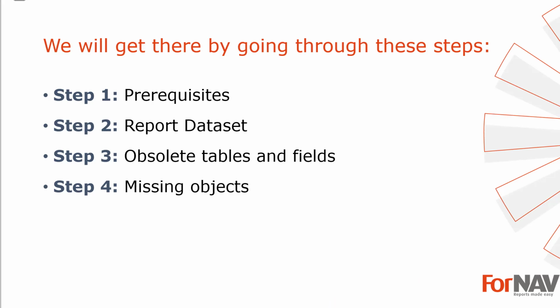To explain report health checks, I'm going to use these steps. The prerequisites, what do I need to get going? In step 2, I will explain what happens when a report's dataset has changed. In step 3, I will show how we test for obsolete tables and fields. In step 4, I will discuss what happens when tables get deleted. Let's start with the first step.